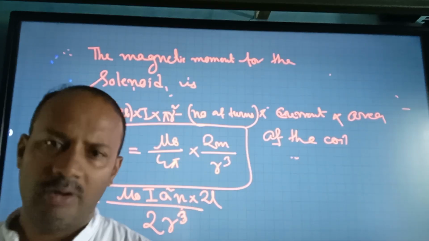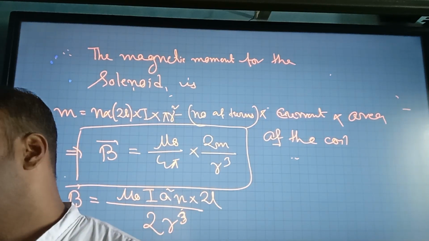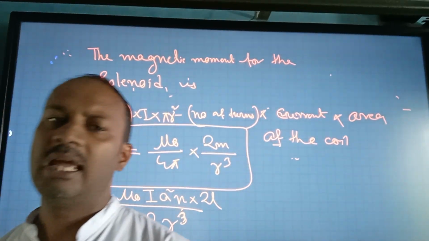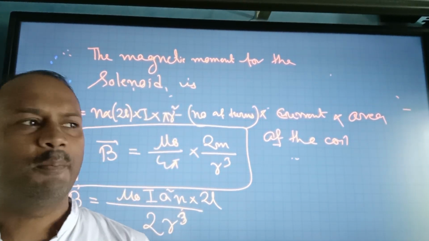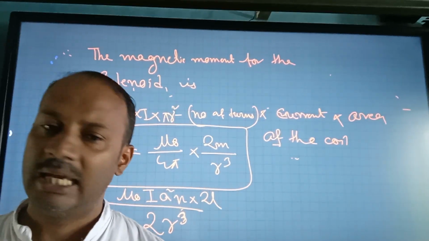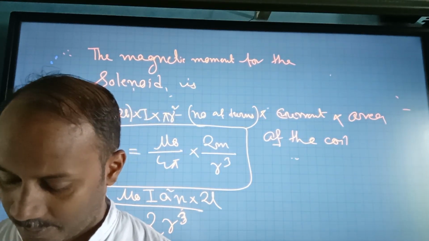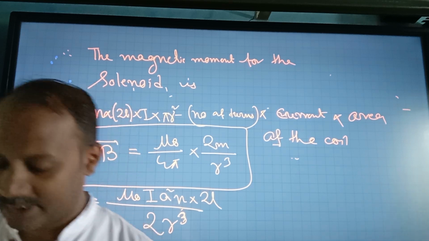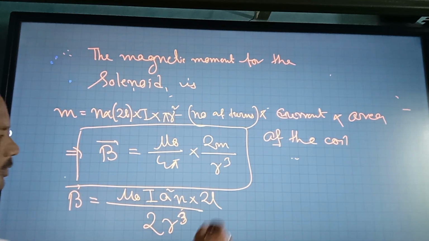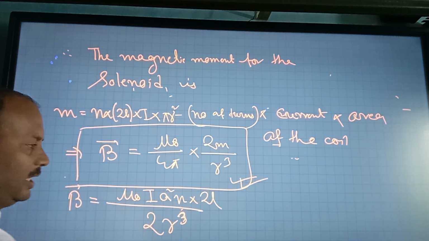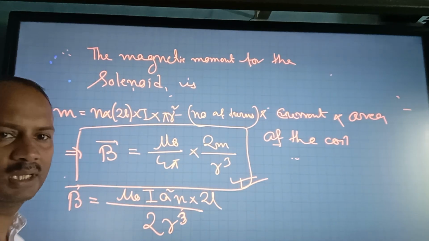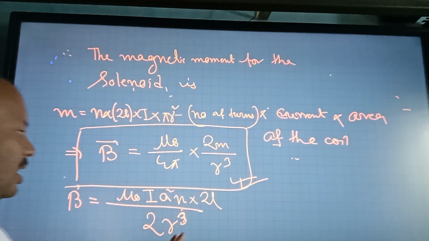Therefore, from this experiment we know that the nature of the bar magnet and the solenoid is the same. So this is the required equation. This is the magnetic field for the circular solenoid. Okay. So this is the topic.